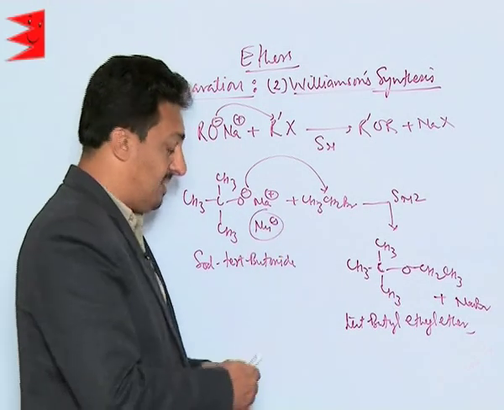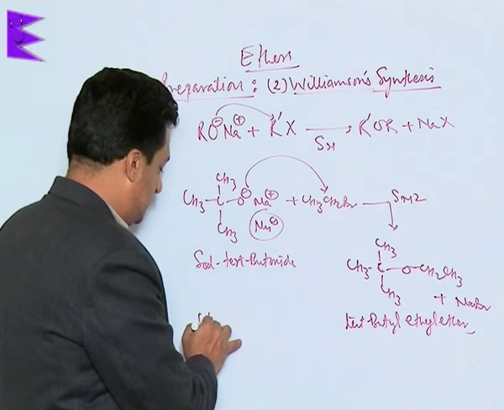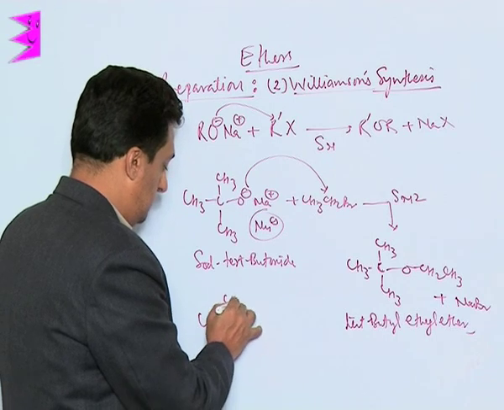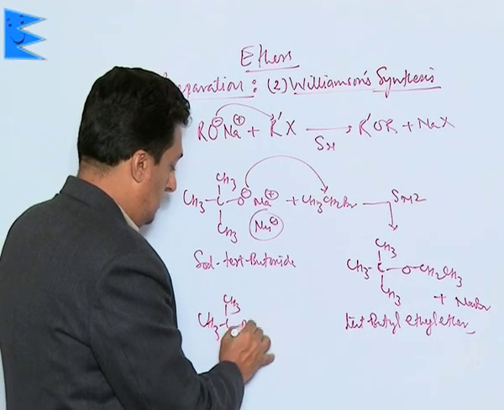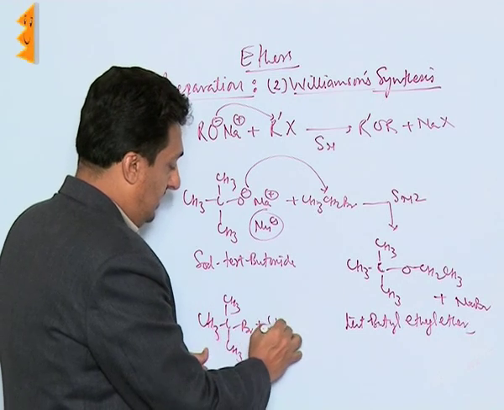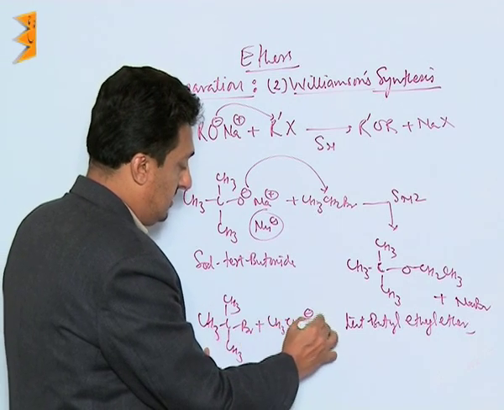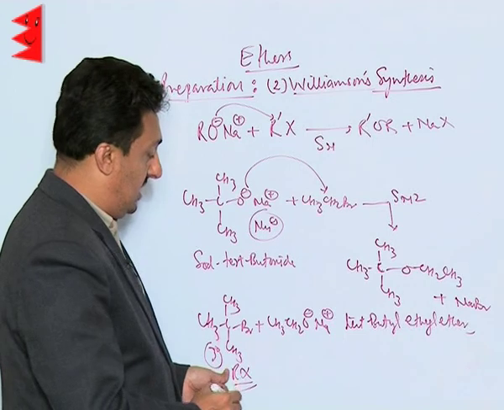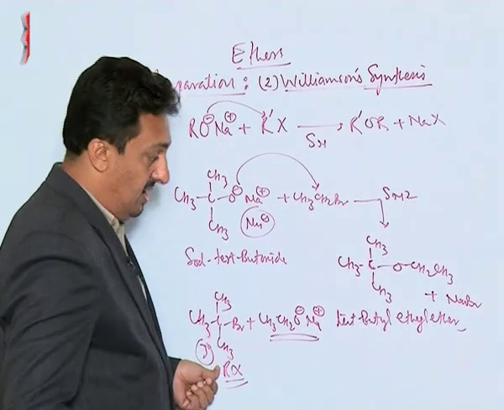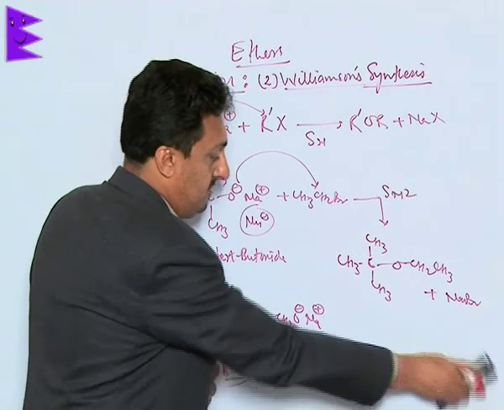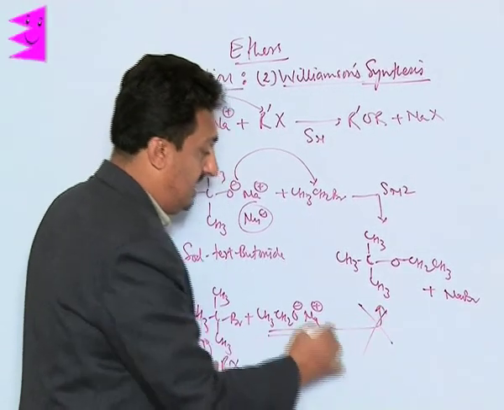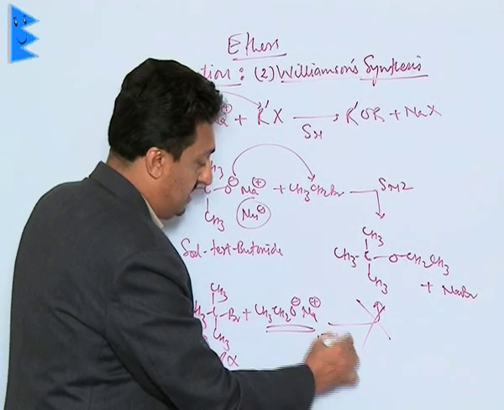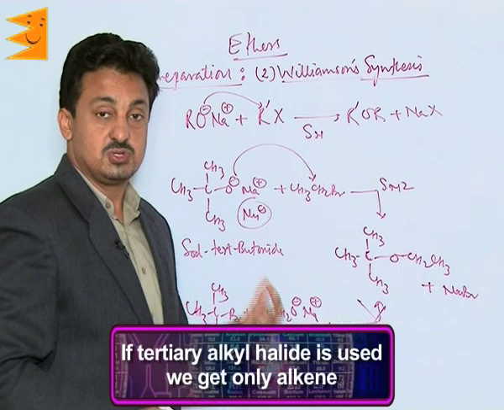Like we cannot take tert-butyl bromide and sodium ethoxide to prepare this. The reason being that if the alkyl halide is tertiary and we have such a strong base, it will not give us this product in any case. It will give us an alkene. Elimination reaction takes place. That's the most important thing in this case.